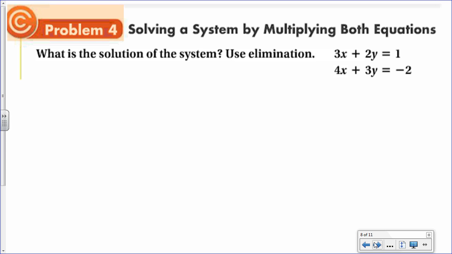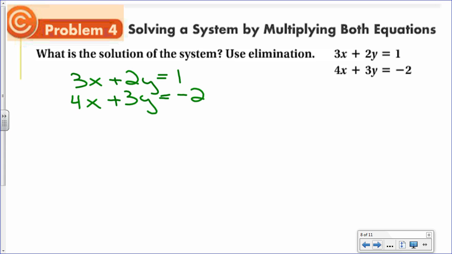Okay, and this one here is another one that makes sure that the variables are lined up one on top of the other. And everything's good to go. Okay, so just look at the x's, look at the y's, and think to yourself which one's a little bit easier.